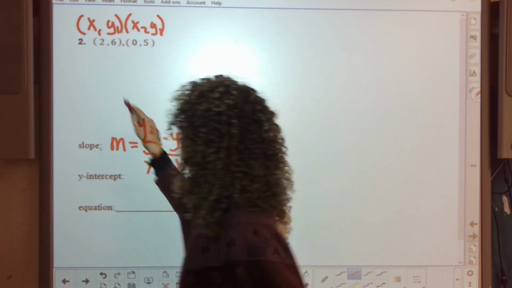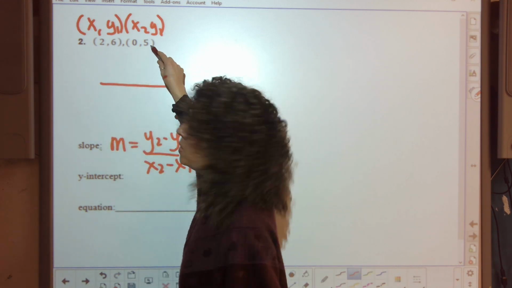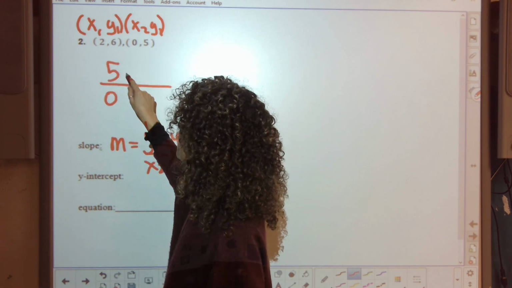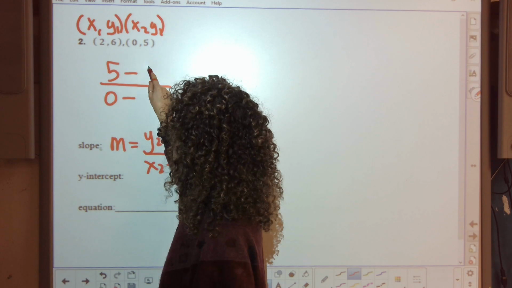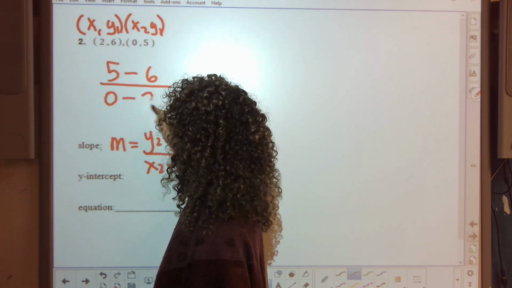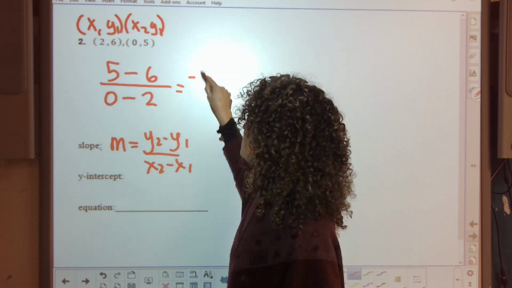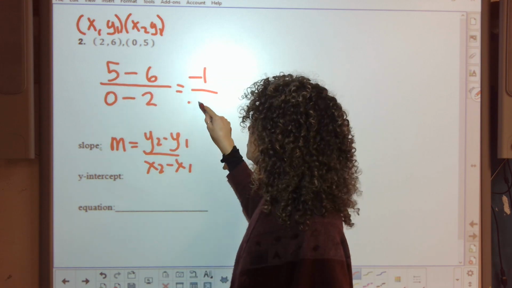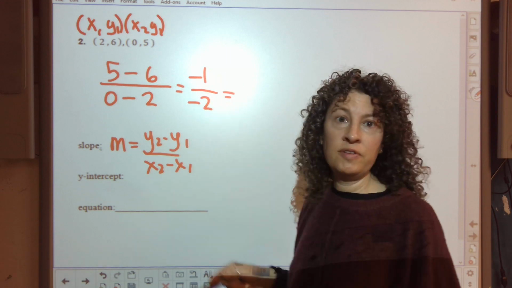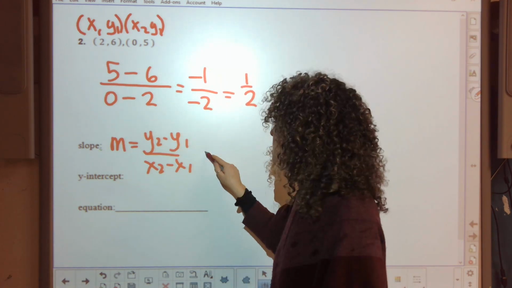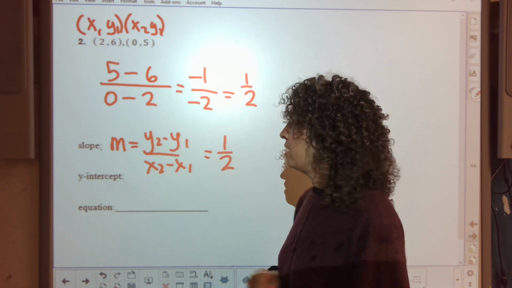All right, so as I go to fill this in, and again, I always like to start at the back. So I'm going to put my 5 in my numerator and my 0 underneath it, subtracting. I've got y1 in my numerator and x1 in my denominator. All right, 5 minus 6 gives me -1. 0 minus 2 gives me -2. A negative divided by a negative is a positive. So I come up with a slope of 1/2. So my slope here is 1/2.